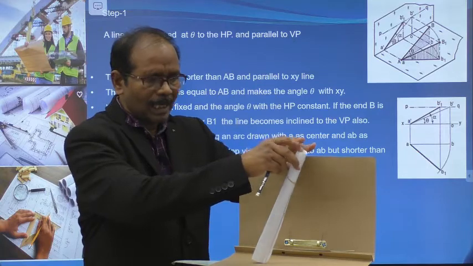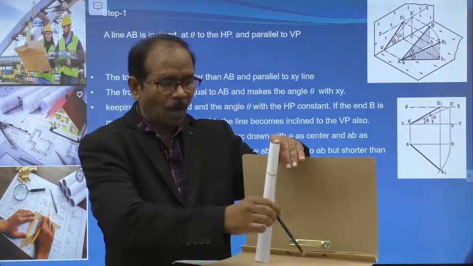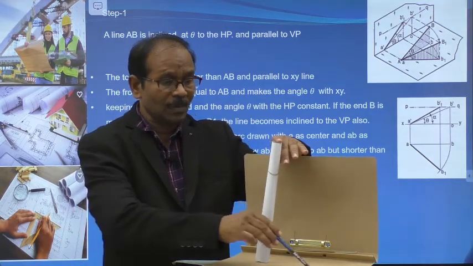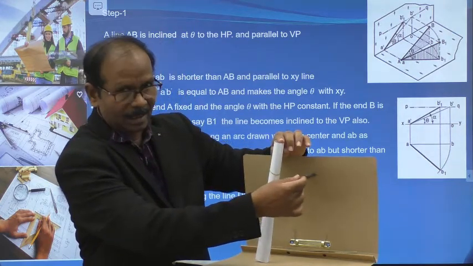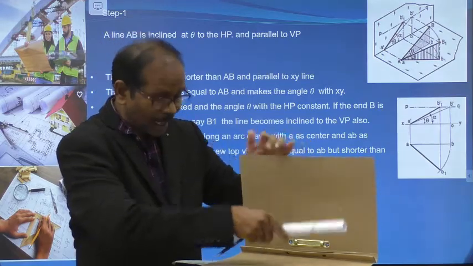So while rotating the line inclined to both the planes, the top view takes a new position without changing its value. The front view moves in the direction. So that is the one step. Second step.